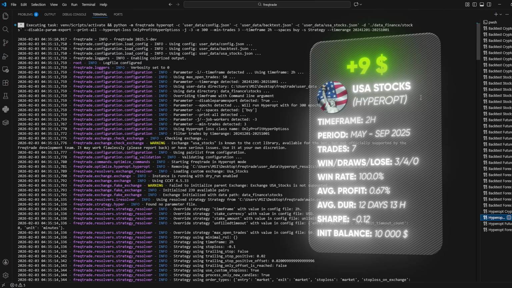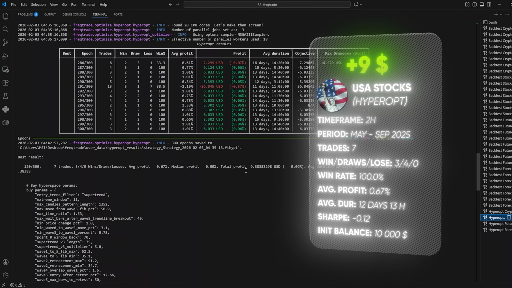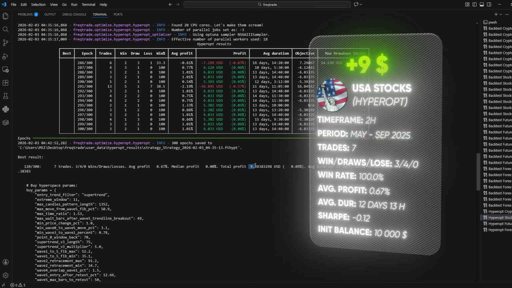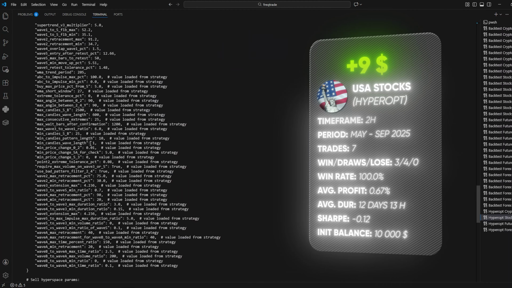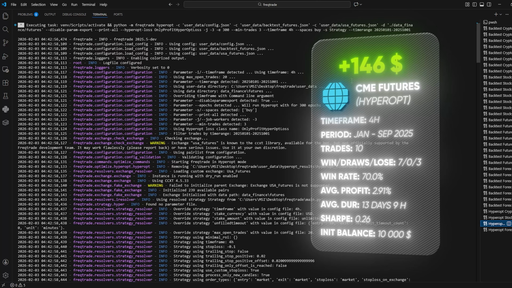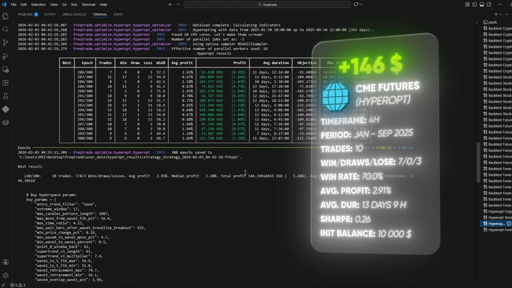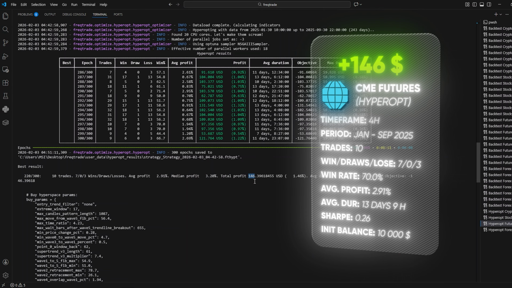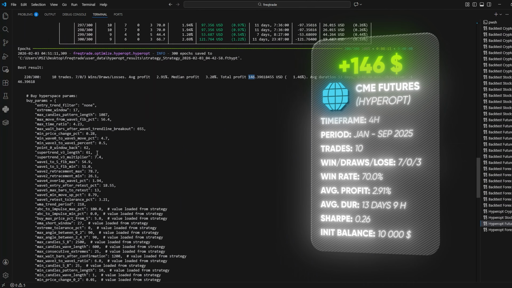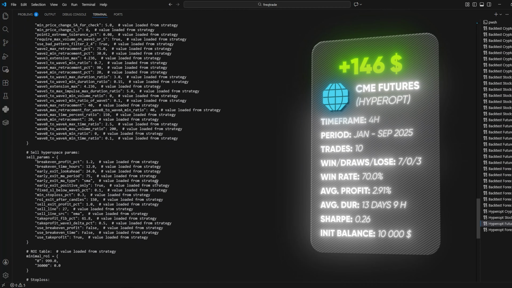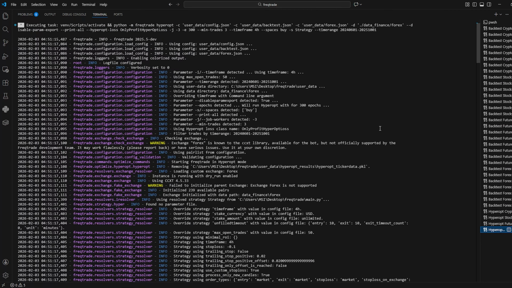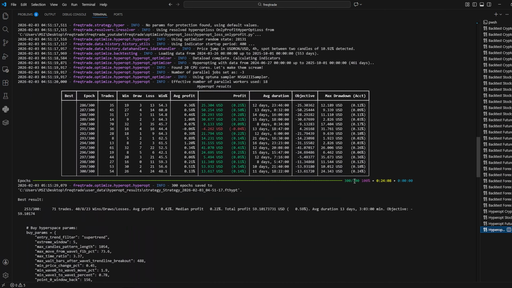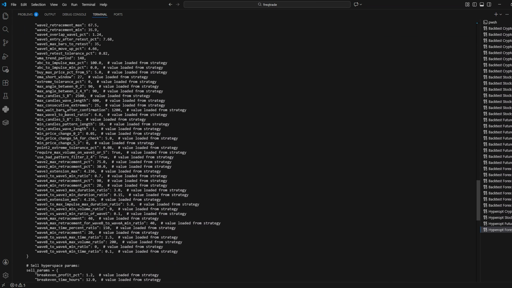Next, stocks market, 2 hours time frame. This time our best result is only $9, which is not much, and best parameters are here. Next, futures, 4 hours time frame. This time our best profit is $146. That's a small improvement, and once again best parameters. And finally, let's check Forex market, 4 hours time frame. And here our best result is only $59 profit, which is also a small improvement, and once again best parameters.